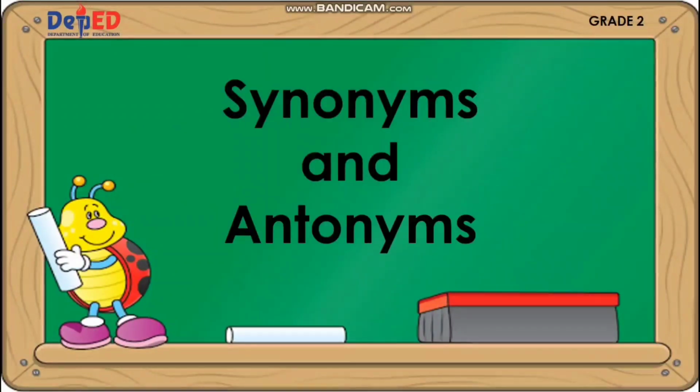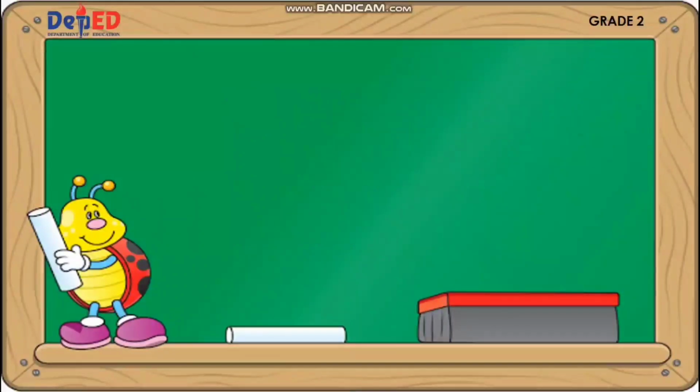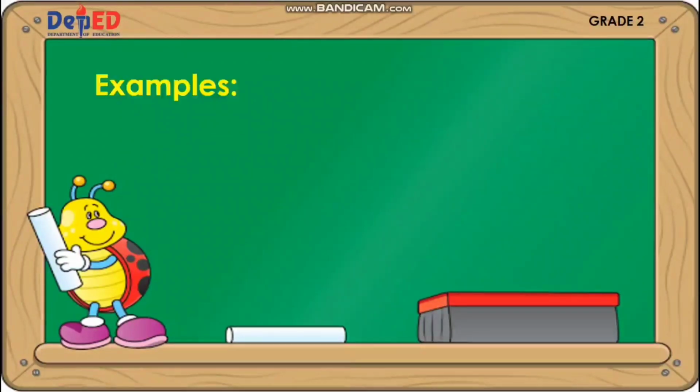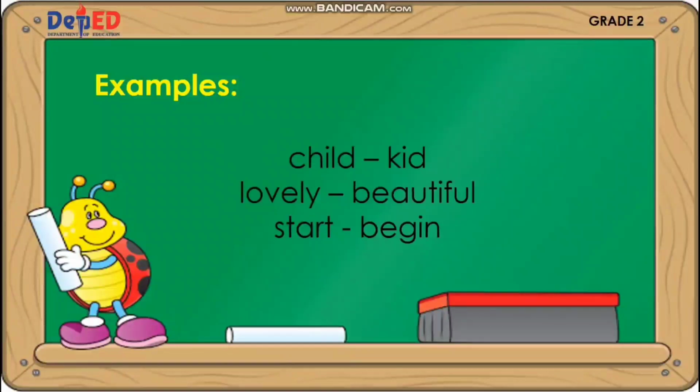Today, we will be learning about synonyms and antonyms. Synonym refers to a word that has the same or nearly the same meaning with other words. It is the same or similar to the given word. Like for example, child is the same with kid. Lovely is the same with beautiful. And start also means begin.